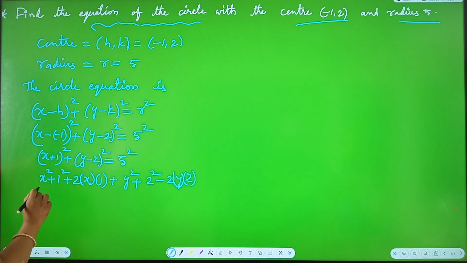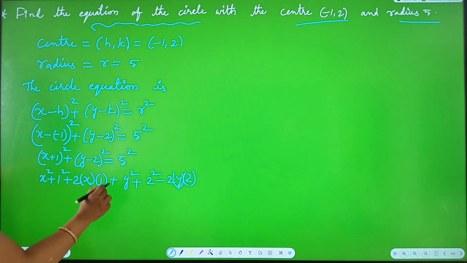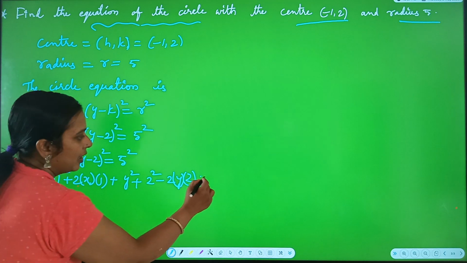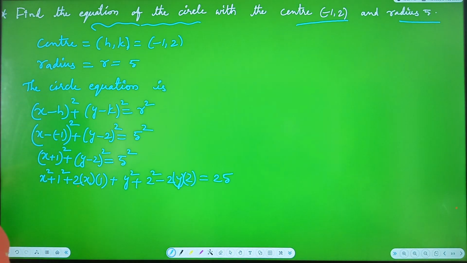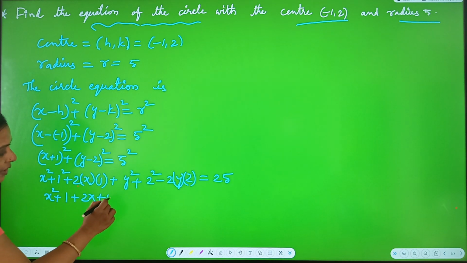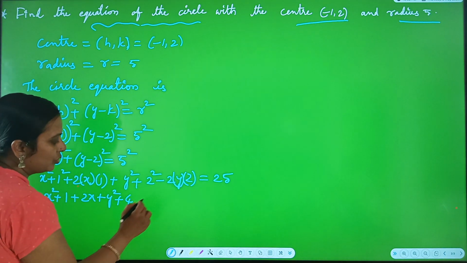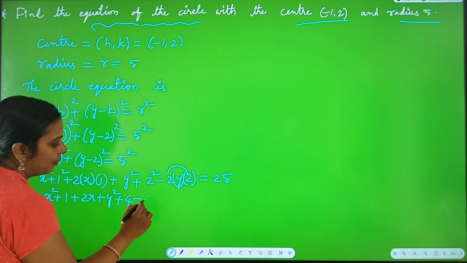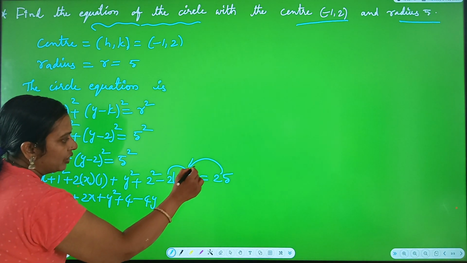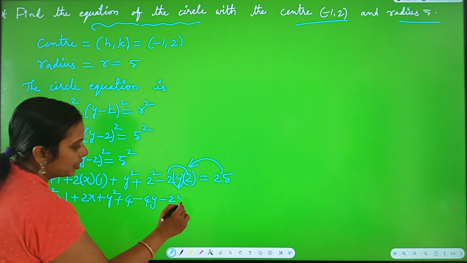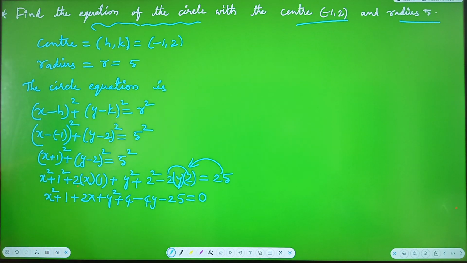(a plus b) whole square is a square plus b square plus 2ab, and (a minus b) whole square is a square plus b square minus 2ab. 5 5s are 25, equal to 25. Then simplify: x square, 1 square is 1, 2 into x into 1 is 2x, plus y square plus 2 to the 4 minus 2 to the 4 into y, minus 4y. This positive 25 taking to the left side becomes minus 25 equal to 0.